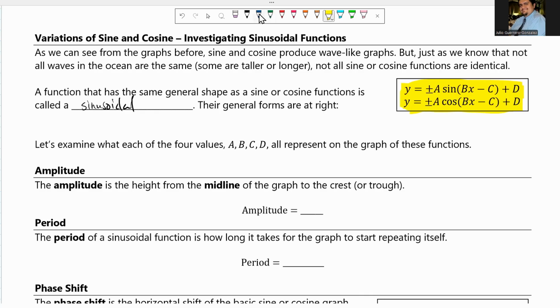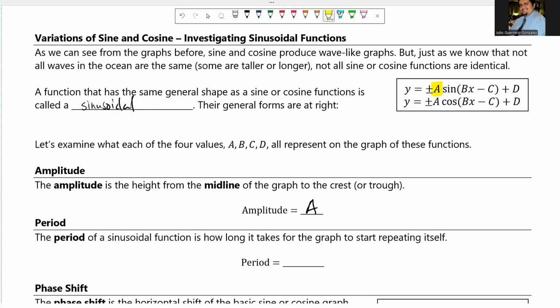The first thing that we're going to take a look at is the amplitude of a sine and cosine wave. And that is exactly what you think it is. It is that A that's up front.